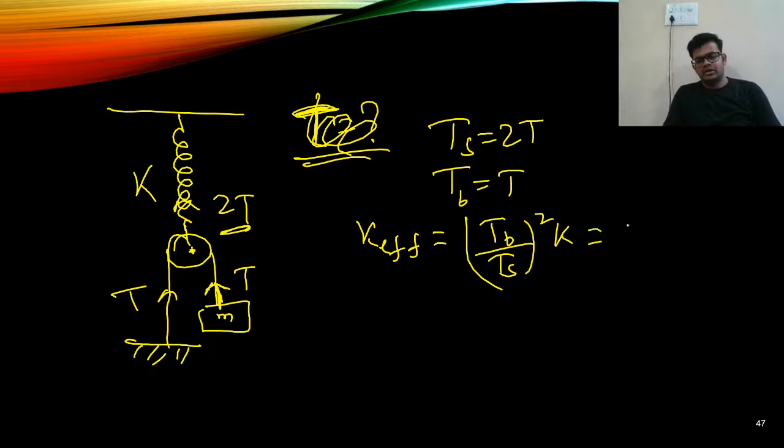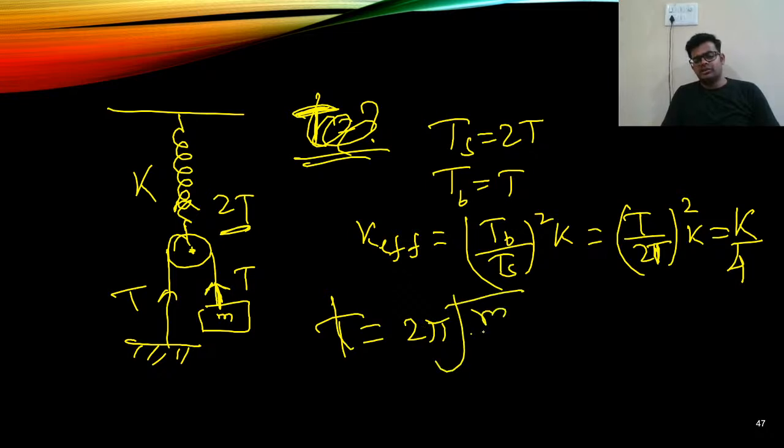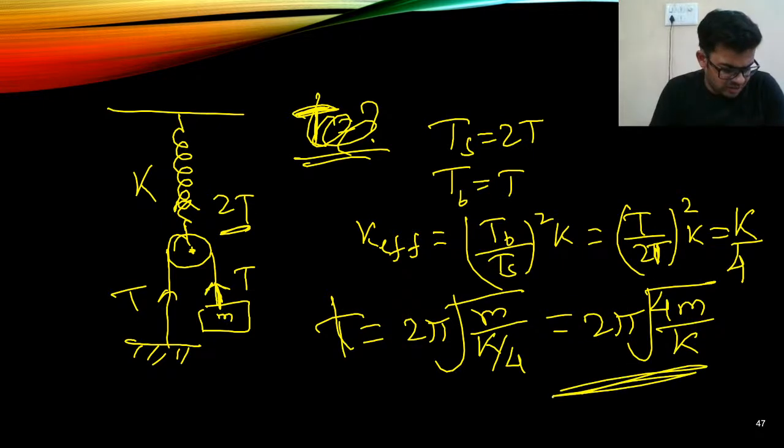What you will get? You will get T by 2T whole square into K. So you are getting K by 4. That's all. So what is the formula of time period? The formula of time period is 2 pi under root of m by K effective. So K effective is K by 4. So the answer you are getting is 2 pi under root of 4m by K. So I hope you are understanding it, my dear friends. Very, very important, very simple concept.